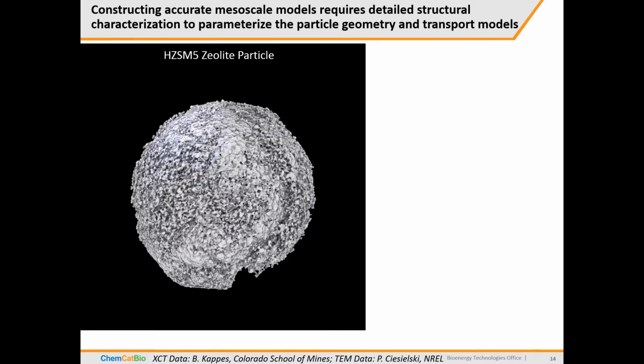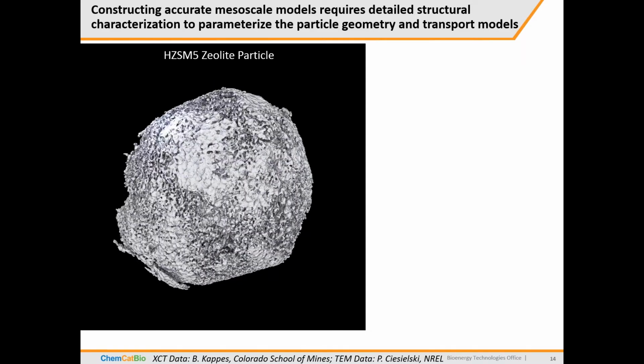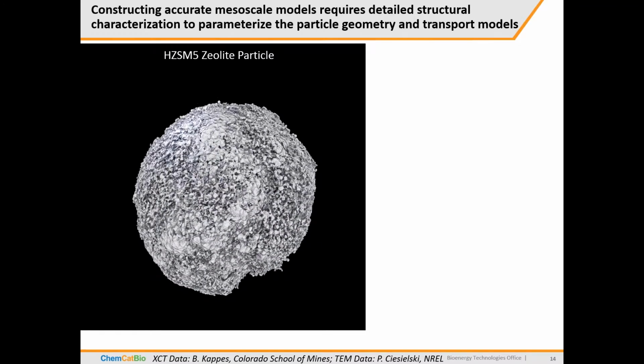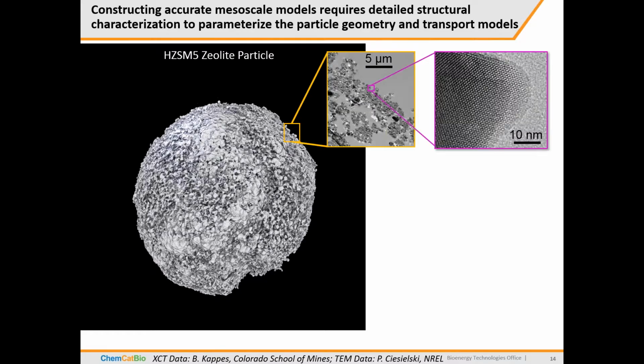I'll start by showing you what a zeolite catalyst particle looks like. This is an XCT scan, and you can see the porosity of this particle. That's one factor we can consider. And if you take a cross section of this in the TEM, you can see how the catalytic sites are bound together with binder. If you zoom way in on that, eventually you can see the microporous structure of the zeolite where the active sites actually reside. So transport through each one of these length scales is significant.